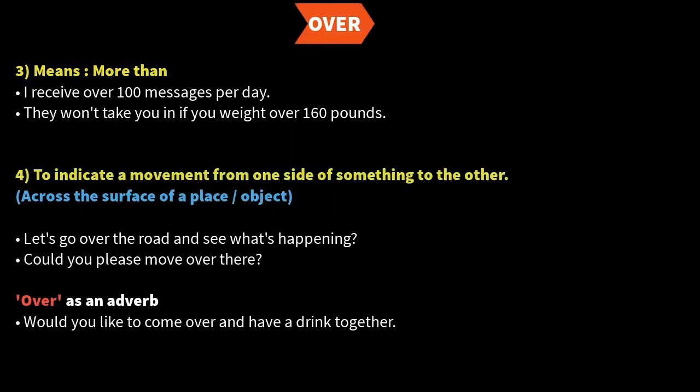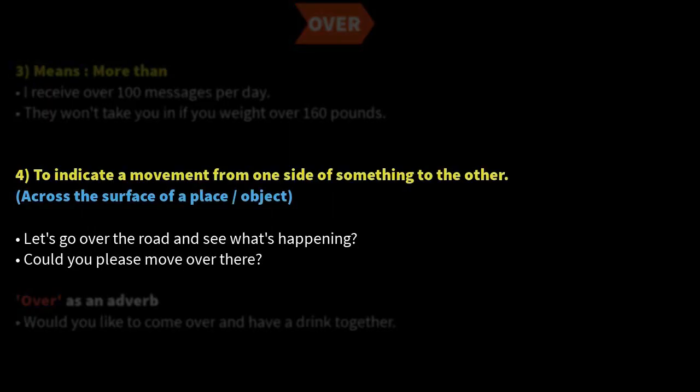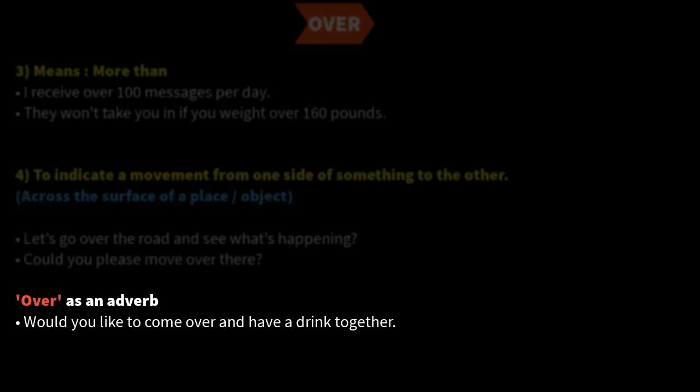That's usage number 3. Usage number 4, over can be used to indicate a movement from one side of something to another. For example, let's go over the road and see what's happening. Could you please move over there? Right? From the one side of a surface to the other side of that surface. Understood? Now one thing you have to remember, if it is not followed by a noun, it might be working as an adverb. Let me show you an example.